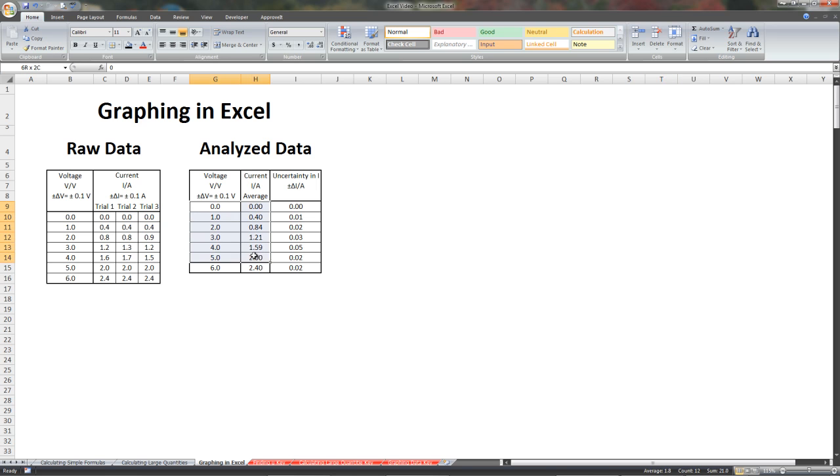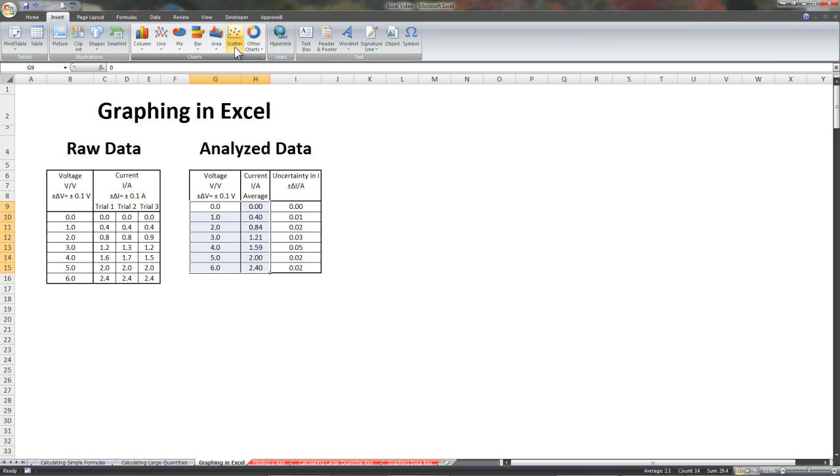In order to get a graph of these two, if they're in the proper order, Excel will automatically graph them correctly. So what I do is I highlight the data I want to graph and I go to Insert. And I want to insert a scatter plot. These other types of graphs really do not lend themselves to quantitative data, but a scatter plot is really what we want to look at.